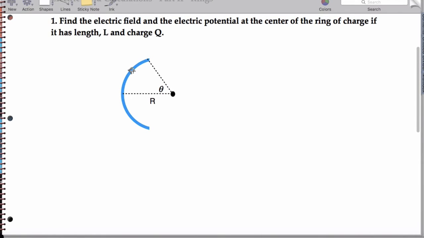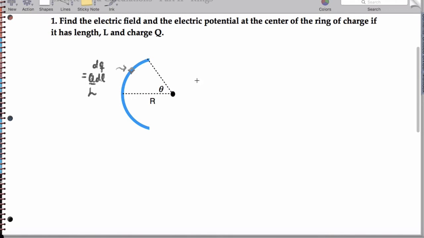One thing I want to point out is we can make this little hunk of charge dq equal to q over L times this little hunk of dl that goes across the charge distribution, which is very nice.